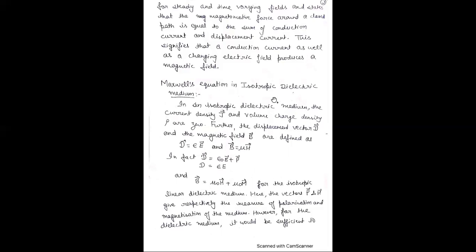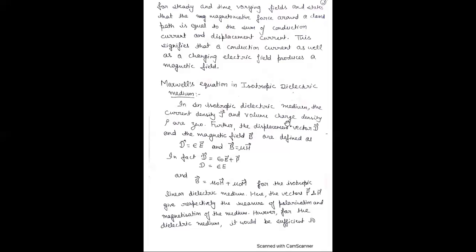In an isotropic dielectric, first of all, there is no conduction current. In a dielectric, there is no current, meaning the current density J is equal to 0. If J is equal to 0, meaning current is equal to 0, then there is no charge density. Therefore, rho is also equal to 0 in an isotropic dielectric medium.